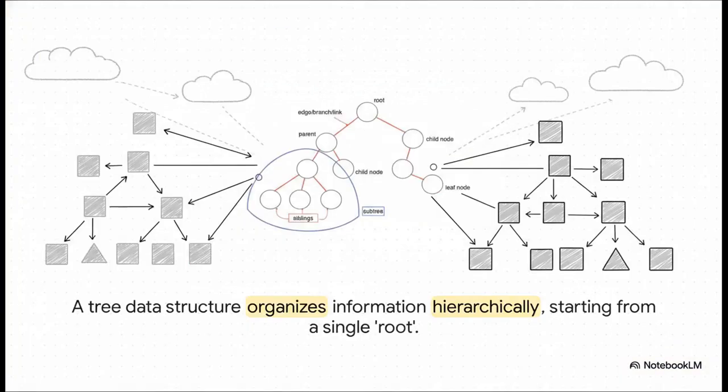So in computer science, a tree looks a lot like this diagram. It starts at one single point at the top. We call that the root. And then it just branches out. Each of those branches can lead to more branches, which creates this really clear hierarchy. This is totally fundamental for things like mapping out a social network or an AI thinking through all the possible moves in a chess game.